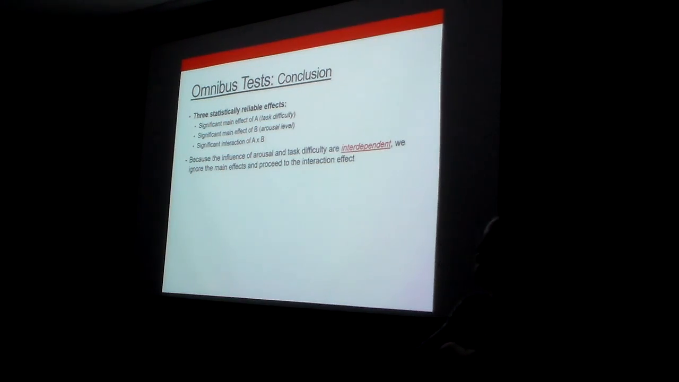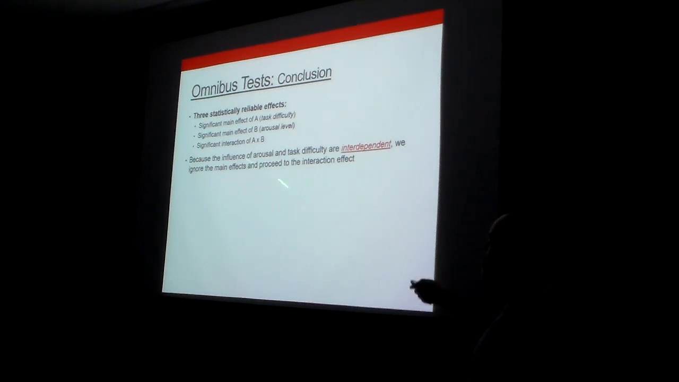Or if someone asked me about the relation of task difficulty on performance, I would say I don't know; I have to know what level of arousal or activation we're talking about. Because these two things are dependent on one another, we could probably ignore the main effects and jump right into looking at our interaction effect.